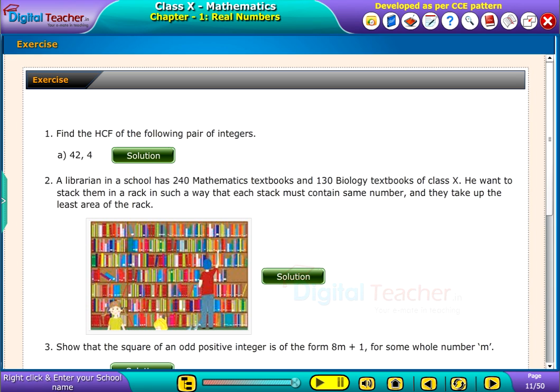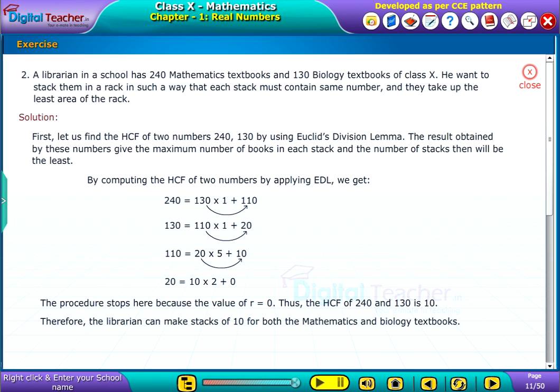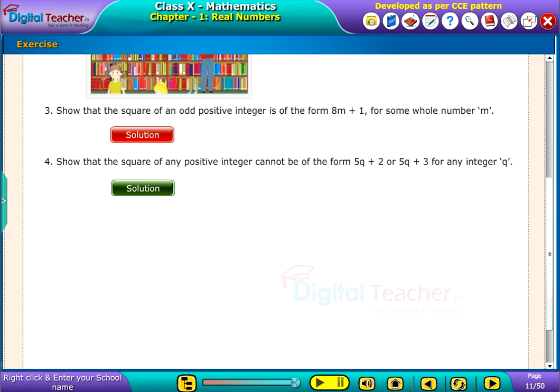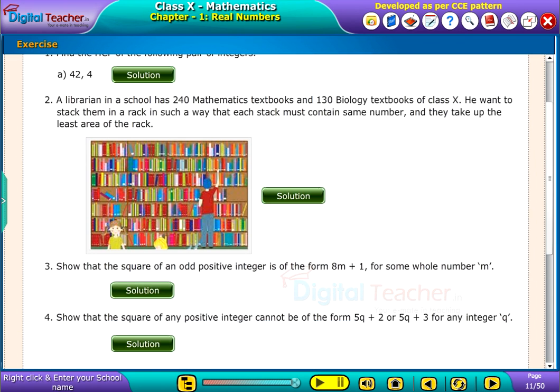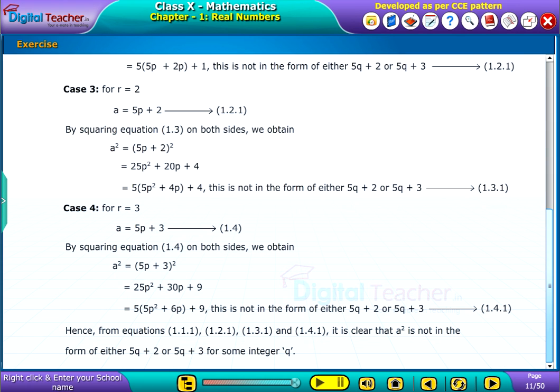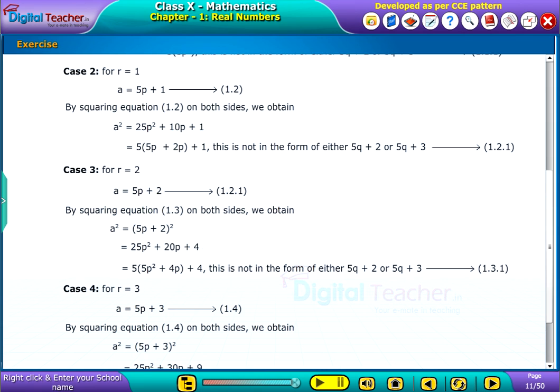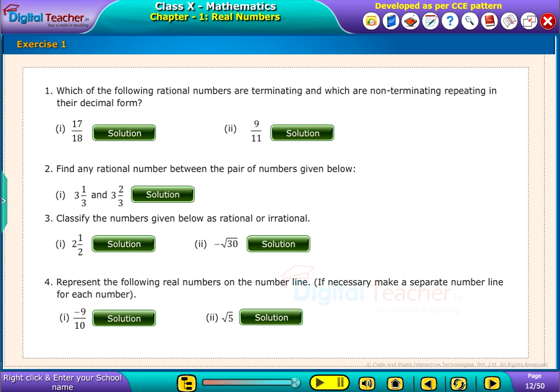Exercise problem. Let us solve exercise problem. You can click Solution tab to verify your answer. Let us solve a few exercise problems. Click the tab to view solution.